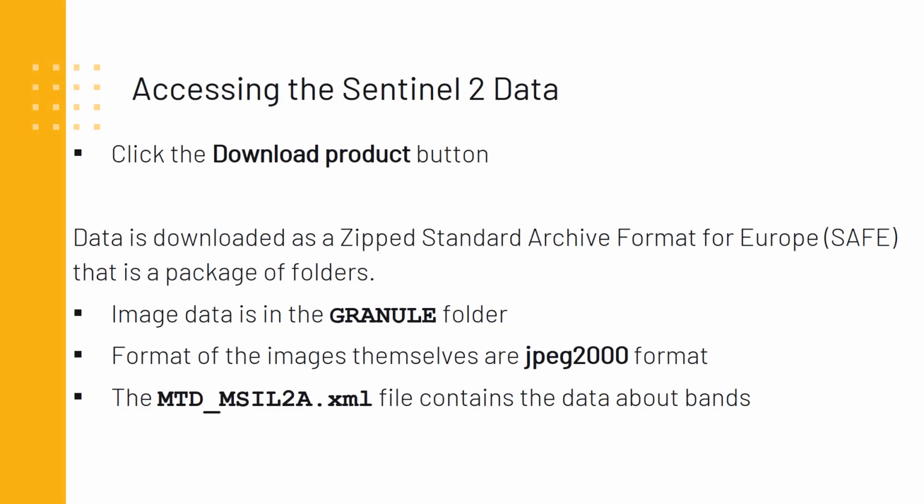Next, you're going to click on the Download Product button. The data that's downloaded is in a zipped standard archive format for Europe, which has the acronym SAFE. And essentially, this is a package of folders. Of particular importance to you, the image data is actually located in a folder inside of this called Granule. The format of the images themselves is JPEG 2000, and there's basically one for each of the bands.